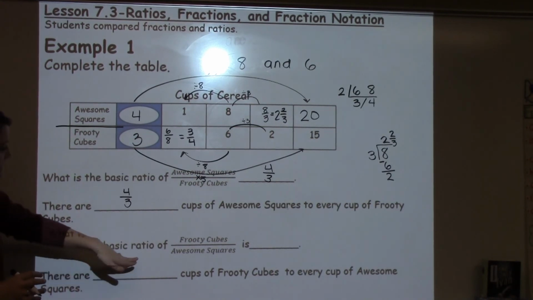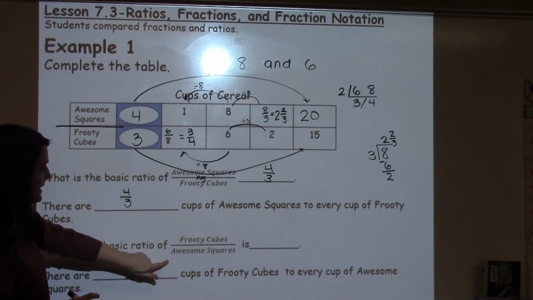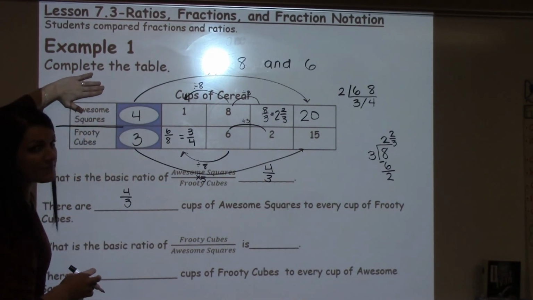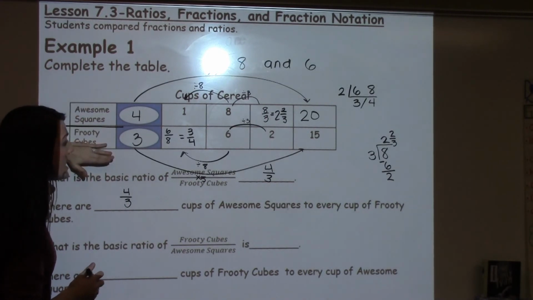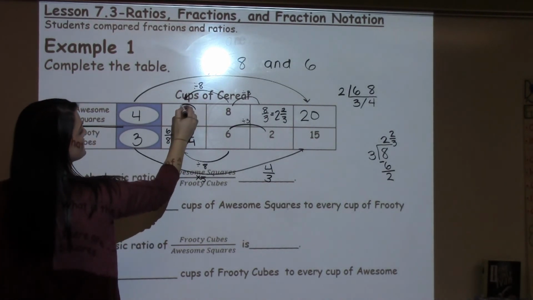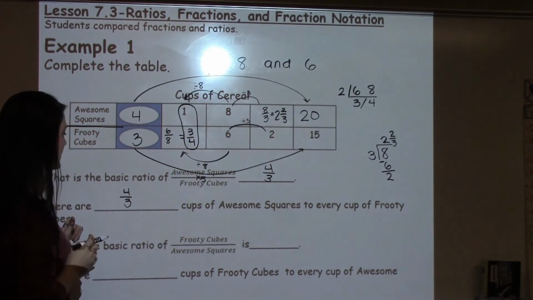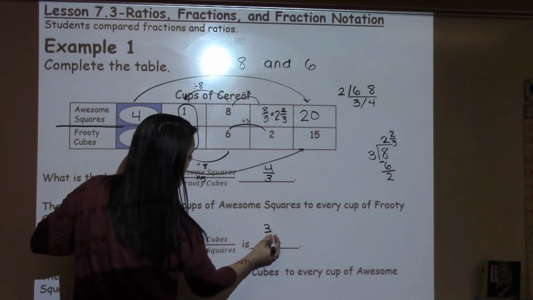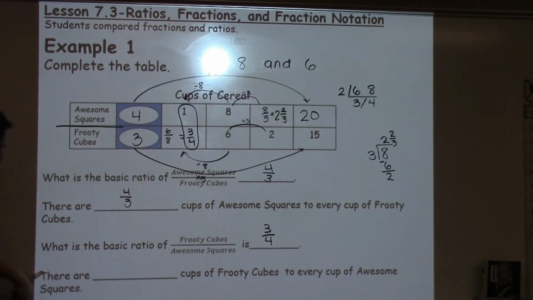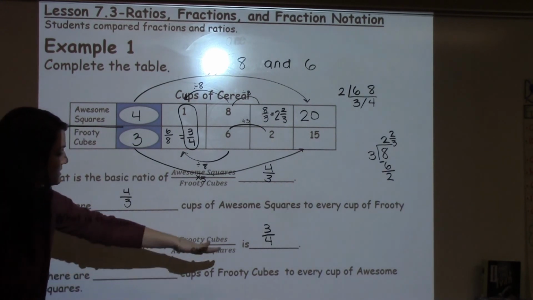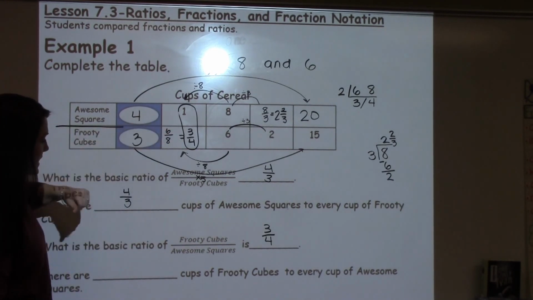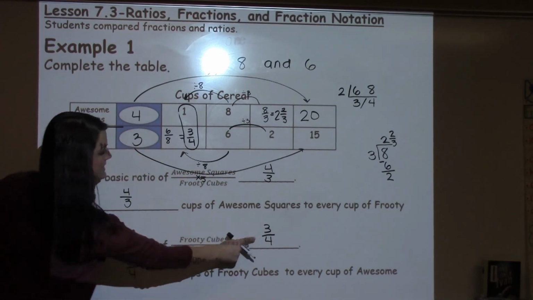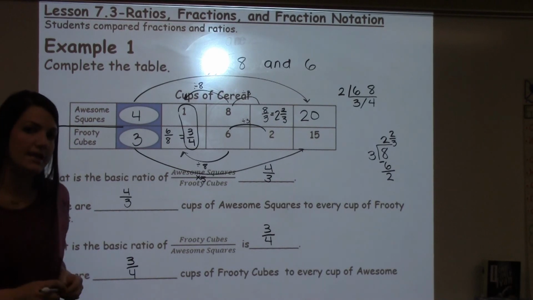And this question says, what is the basic ratio of fruity cubes to awesome squares? So I'm just flip-flopping what I have, pretending that the fruity cubes are on the top of the table while the awesome squares are down below. Or I could also look at this ratio here. If I have 1 awesome square, how many fruity cubes do I have? It would be 3/4. So this again is the same question. There are blank cups of fruity cubes to every 1 awesome square. How many? 3/4 would be the answer. Same exact thing, same question, just written in a different way.